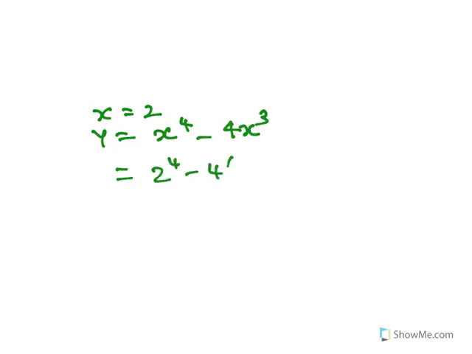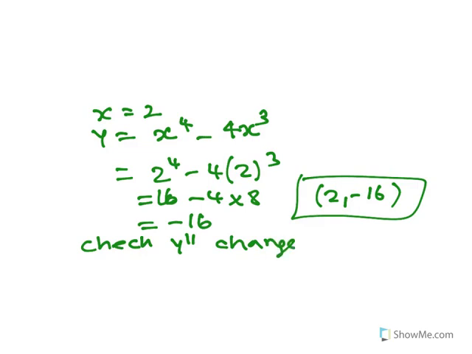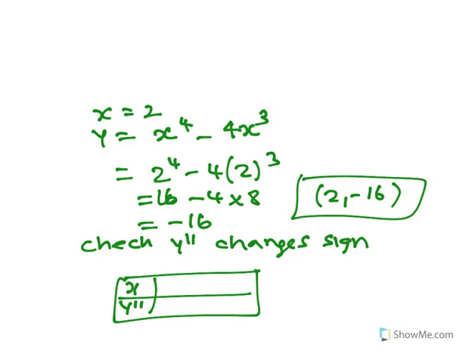So you go 2 to the 4 minus 4 times 2 cubed, which is 16 minus 4 times 8, which is minus 16. So it's (2, -16). And then the other thing you need to do is check that y double dash changes sign. Whenever you do an inflection, you're going to have to add in an additional table to check that it changes sign. The only time you don't need to do this is when you find the horizontal point of inflection and you're using y dash. If you use y double dash, you're always going to have to do it.